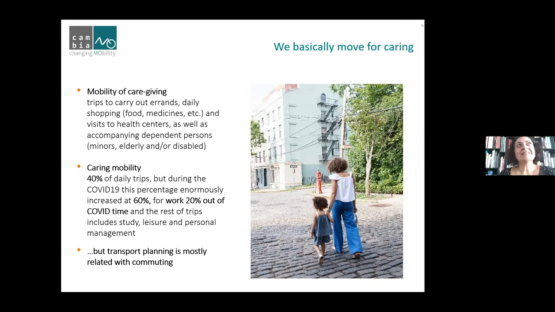And there is a strange aspect in the analysis of the data that we do. It's just that we separate all these purposes, and this way they lose the weight in the evaluation. Because of course, if I have a shopping purpose and a healthcare purpose separated from an accompanying children purpose, this means that they will take out the weight from this care purpose, where the only common aspect is to care. And this was even more so during the COVID time, when this caring mobility percentage increased enormously and was almost 60%.